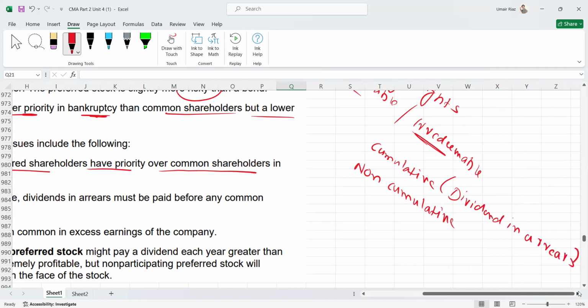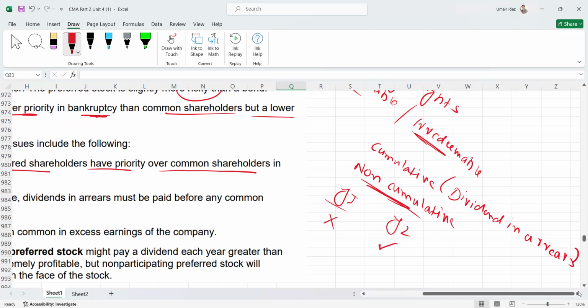So please guys, we need to understand here. For example, this is year one, this is year two. If you're dealing with a non-cumulative preferred stock, and for any reason the company has not paid any dividend on preferred stocks in year one, so there is no dividend. In year two, if the company pays dividend, it will pay dividend only for year two, not for year one.